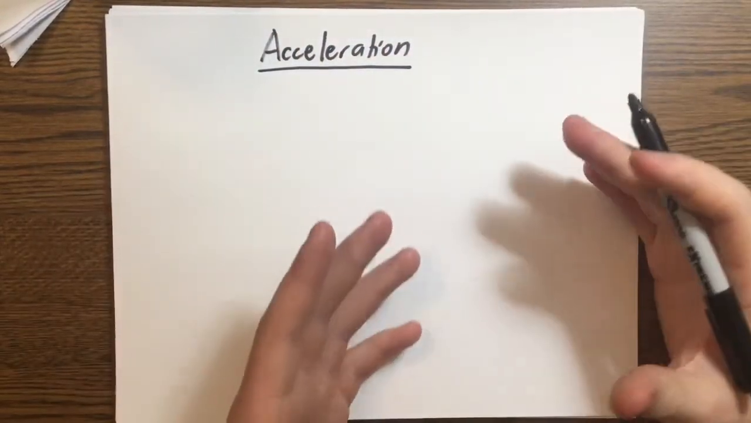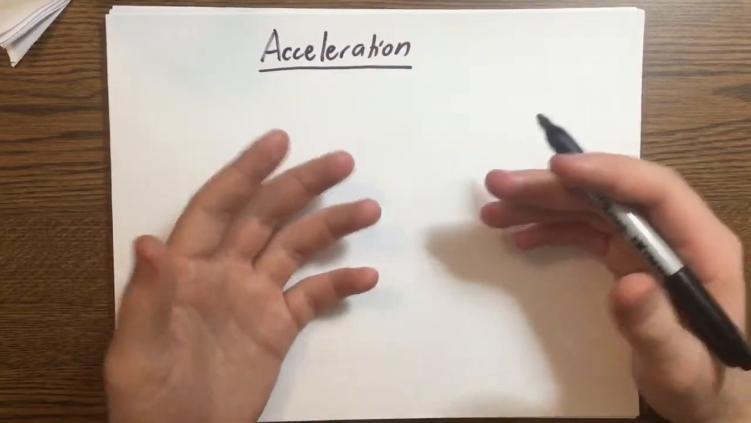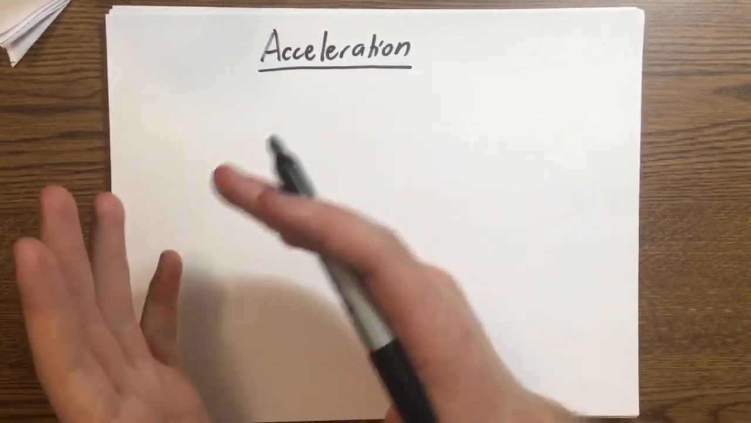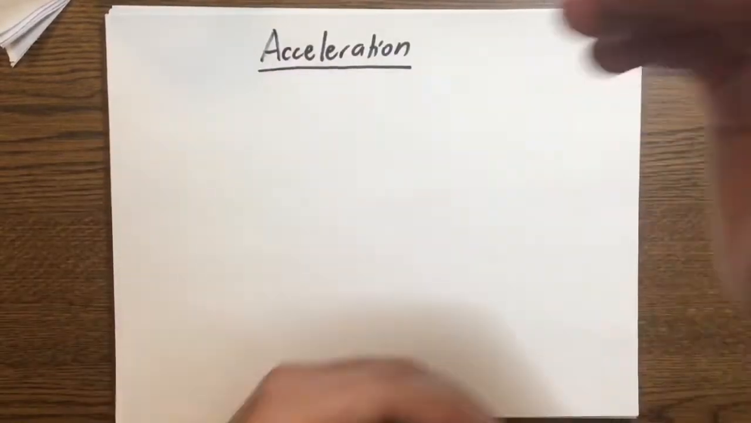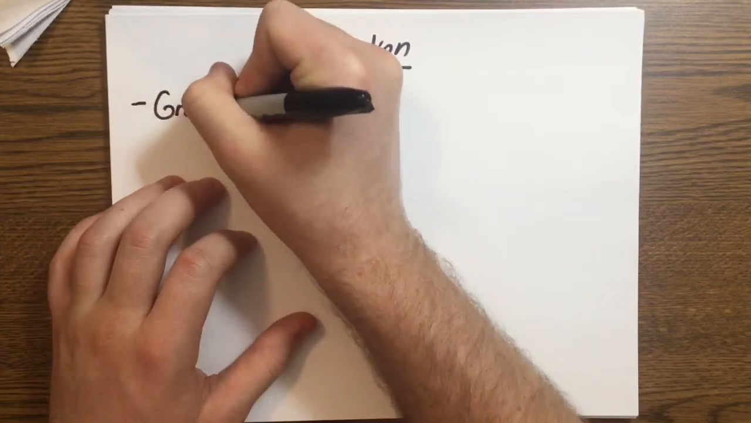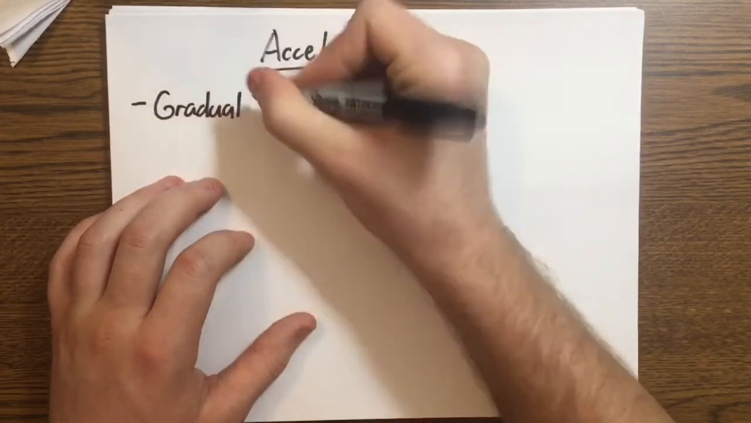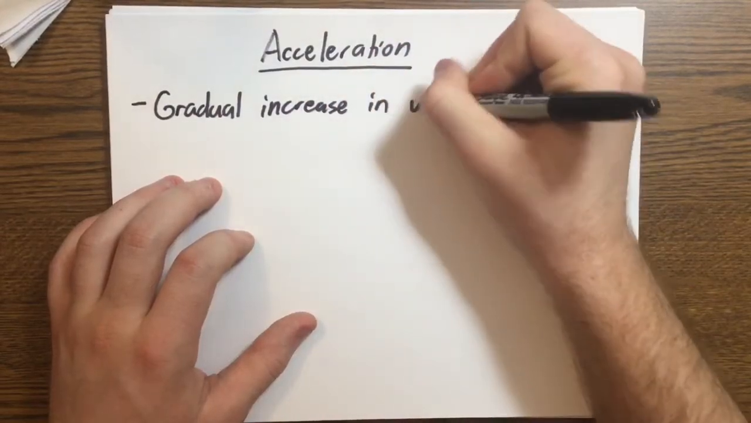Acceleration, I'm sure we've all seen this term before. You can put it in the context of a car. Your parents can use it when they're driving. Acceleration is the gradual increase of speed over time. So speeding up, trying to hit that top speed. So the definition is the gradual increase in velocity.